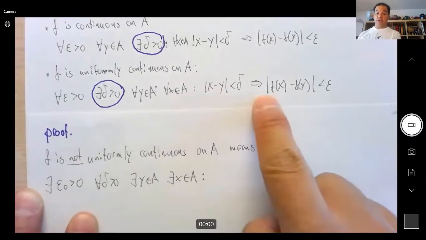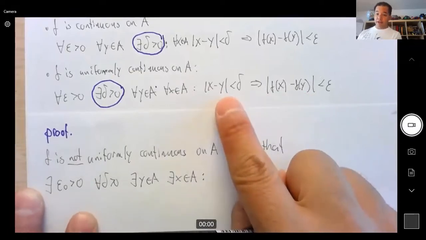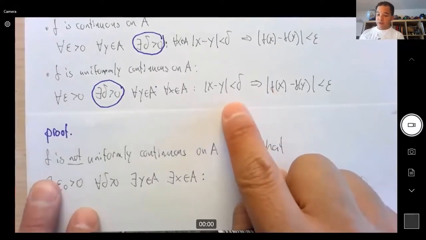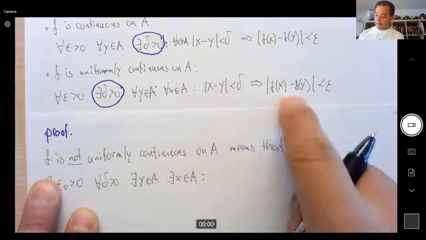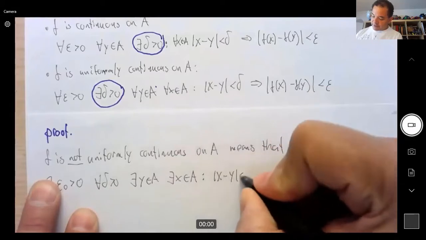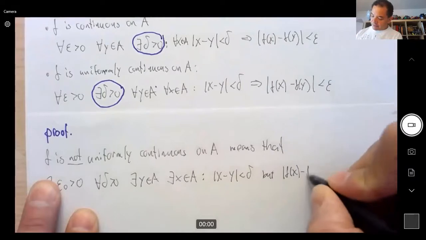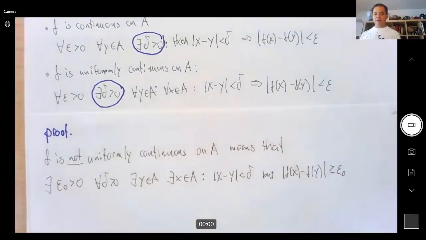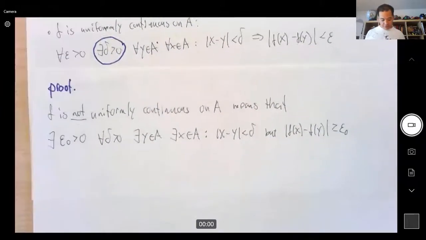This implication doesn't happen. So what is the meaning of an implication not happening? Well, the negation of an implication means this happens, but this doesn't happen, right? Such that |x minus y| is less than delta, but |f(x) minus f(y)| is bigger than epsilon 0, right? That's just the negation. I just negated the statement of being uniformly continuous.